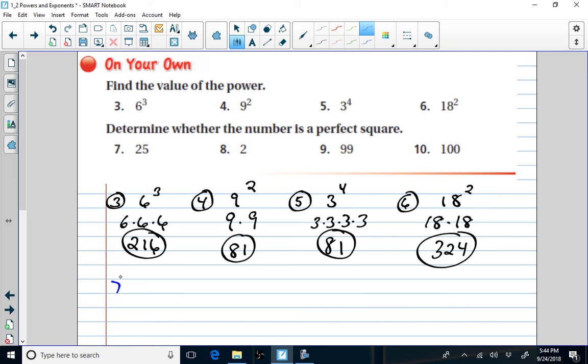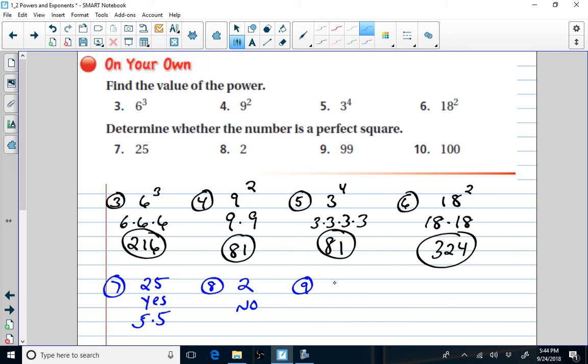Problem 7, determine whether a number is a perfect square. Is 25 the product of a number times itself? The answer would be yes. It's 5 times 5. For number 8, is 2 the product of a number times itself? The answer to that is no.